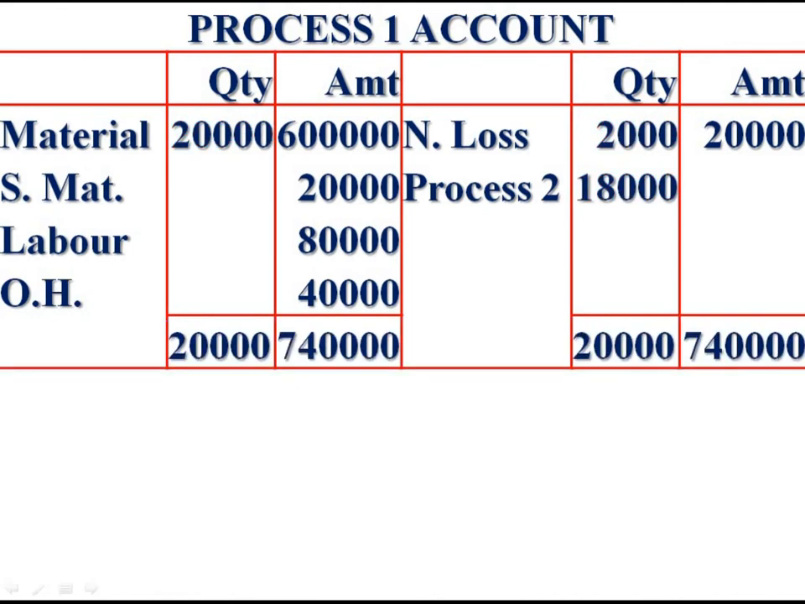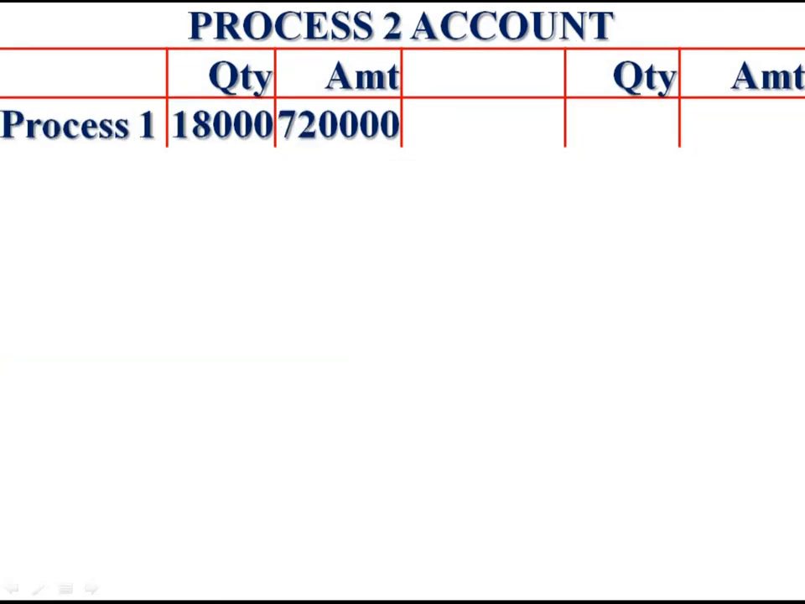Therefore, balance the account: total 20,000 units, 7,40,000 amount, the balance being 7,20,000. It is to be transferred to process 2. By process 2, 18,000 units, rupees 7,20,000. This is the process 1 account. Draw process 2 account and debit the transfer from process 1, 18,000 units, 7,20,000.